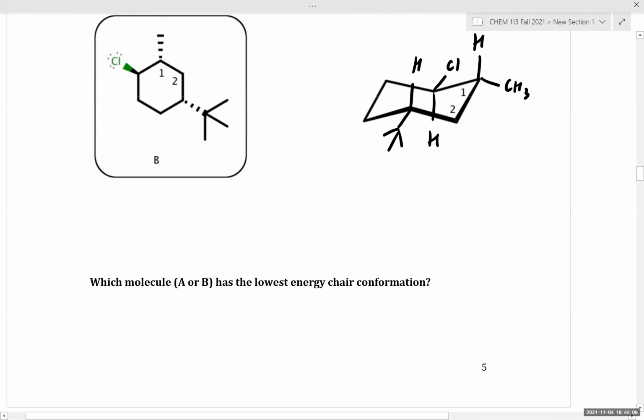So which molecule, A or B, has the lowest energy chair conformation? Or is it a tie? What do we think? They're equivalent. A and B have lowest energy chair conformations with identical energies.